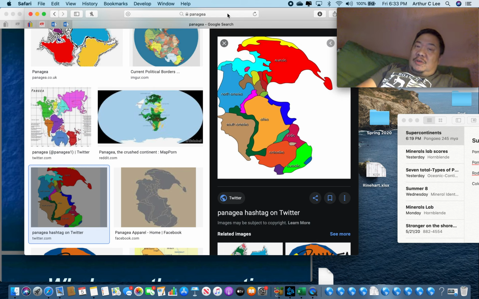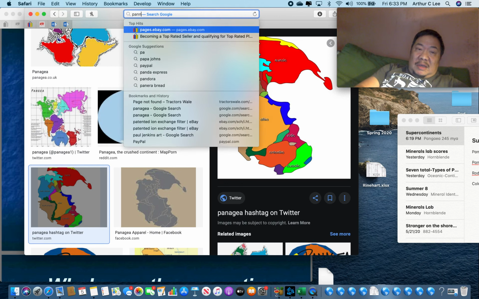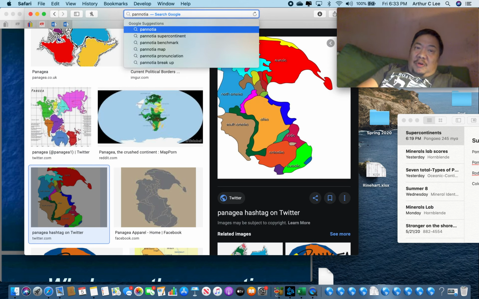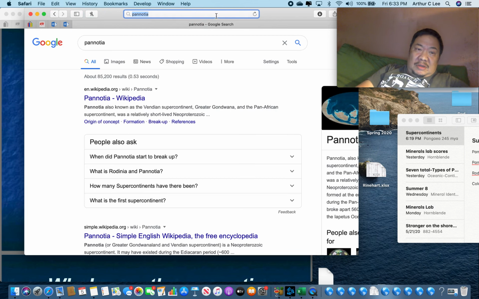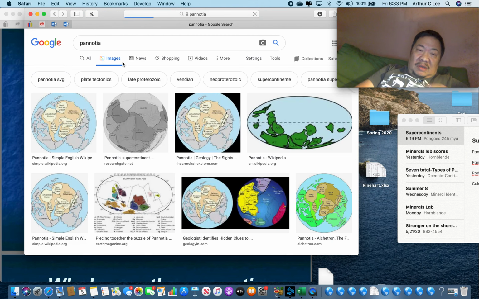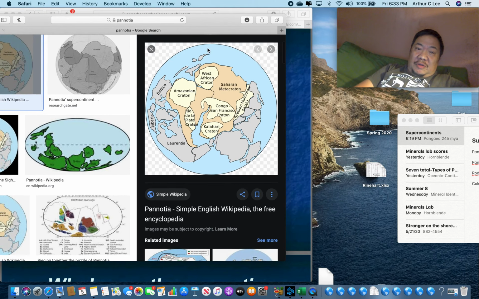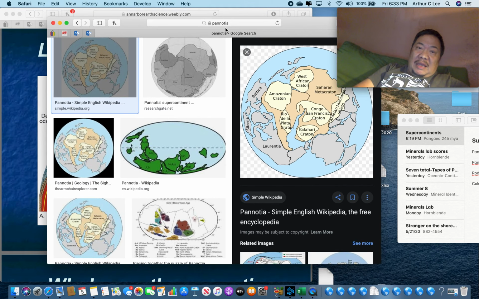Well, that wasn't the first supercontinent. Since the 1970s, when plate tectonics was first brought out to the world, we've learned that there were 3 other supercontinents in the past. Another one was called Pannotia. So there was one supercontinent 600 million years ago, and this is what it looked like. Pannotia, 600 million years ago.